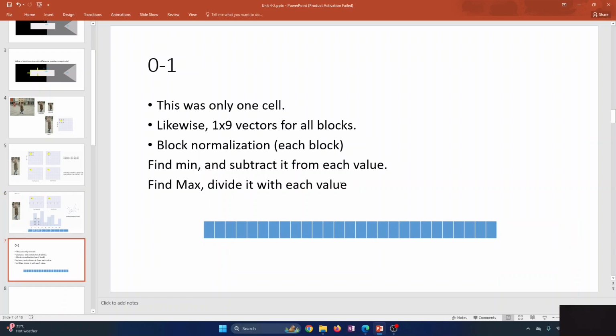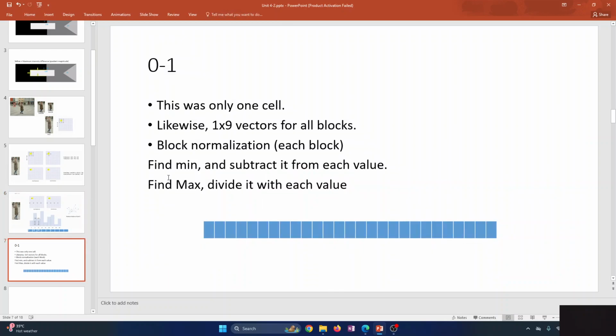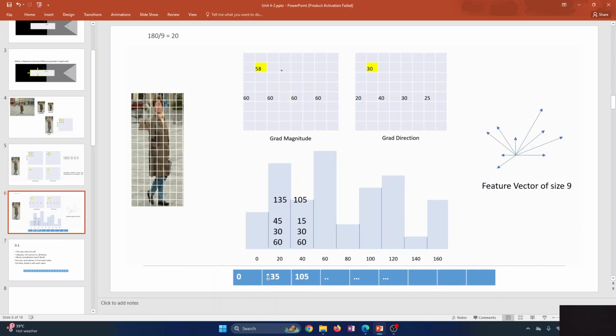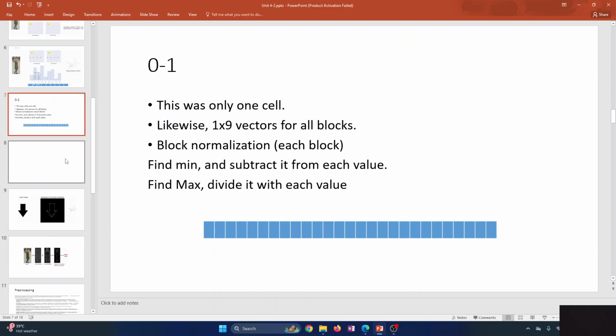The process is very simple. First of all, we'll find the minimum. For example, the minimum here is, let's suppose, 10. So we'll subtract 10 from each value, and the next step is to find the maximum and divide each value by it. For example, the maximum is 135, so we'll divide each and every value by 135. This is how block normalization is done.